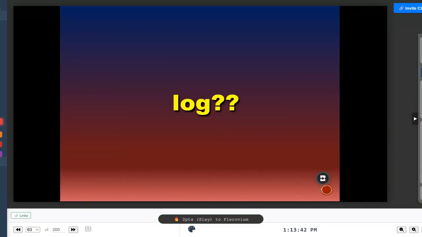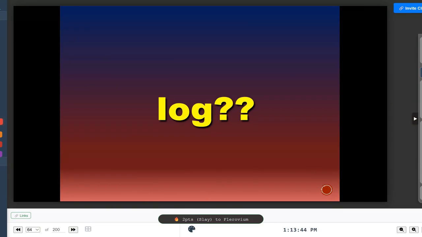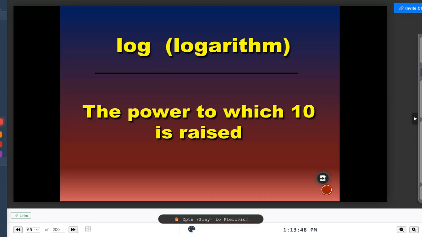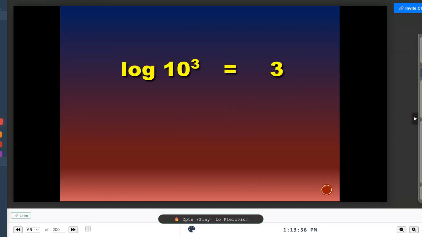So for those of you that are trying to remember what logs are, all right, remember the logs are basically just going to be the power to which 10 is raised, okay? So in the case of 10 to the negative 7th, a log would be negative 7. But you'll notice that the value that we had in that formula was a negative log. So log of 10 to the third would be 3. What would log of 1,000 be?